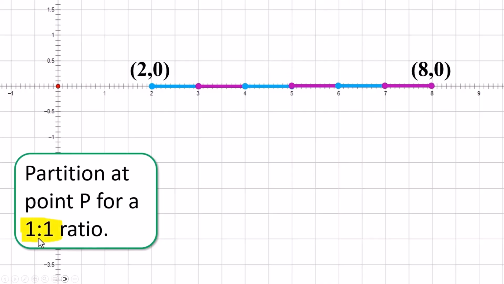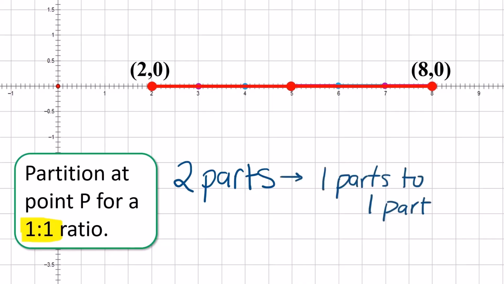I am going to be dividing this up into a 1 to 1 ratio. 1 to 1 means it's going to be 2 parts. 1 plus 1 is 2. So there are my 2 parts. 1 part to 1 part means we are choosing the one in the middle. That's our point that divides this up into a 1 to 1 ratio. That's point P, and in this diagram, that would be the coordinates (5, 0).